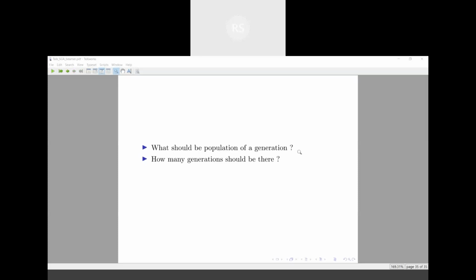What should be the population of a generation and how many generations should there be? Now, the population of a generation is decided by the memory of your computer, right? Suppose you want to have 1 million population in a generation, your computer will not be able to accommodate it. So your population of a generation will be limited by the computer size and memory you have. Then, how many generations should there be? Now, these are open questions.